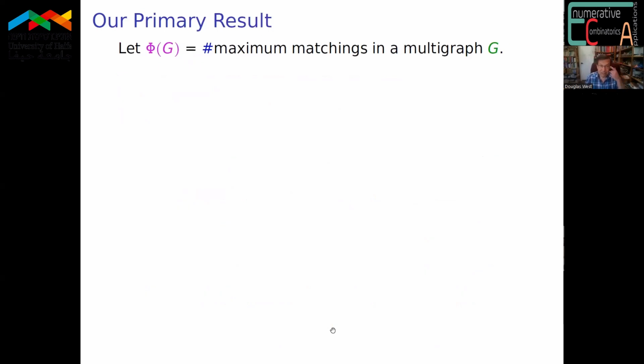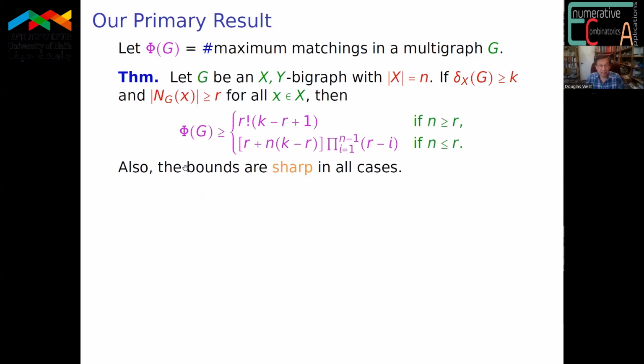Okay, so let me tell you first our main result. We're going to let capital phi of G be the number of maximum matchings in our multigraph G. And here's the theorem. So if we have an XY bigraph, there are n vertices in X. Every vertex in X has degree at least K, and every vertex in X has at least R neighbors. Remember, we're allowing multiple edges. Then the number of maximum matchings is going to be at least R factorial times K minus R plus 1 if n is at least R, and a little bit more complicated looking formula if n is at most R. And these bounds are sharp in all cases.